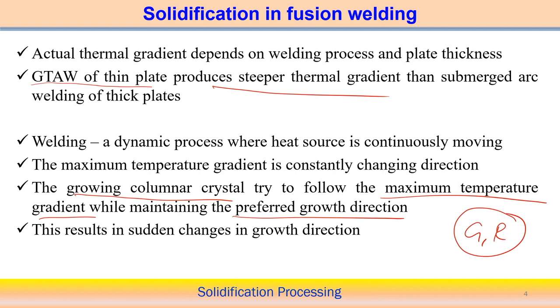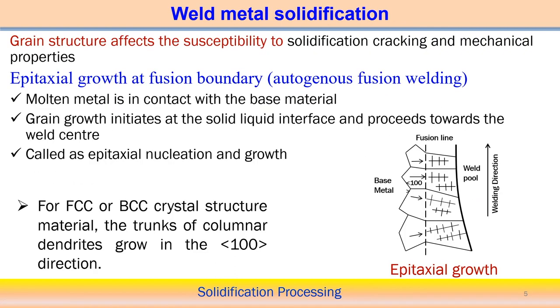Therefore, sudden change in the growth direction influences the grain structure or grain morphology in the fusion welding process. Overall, grain structure definitely affects the final mechanical properties, and the formation of the grain structure is very much linked with susceptibility to cracking, usually called solidification cracking. That is associated with what kind of grain structure is formed during the fusion welding process, and it also influences the mechanical properties of the welded structure.